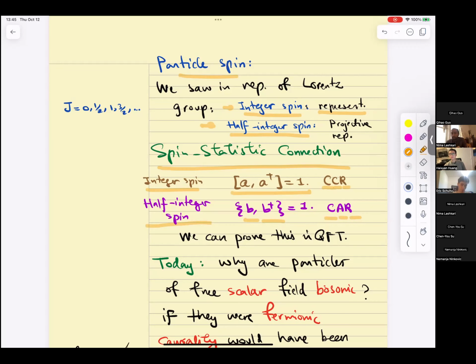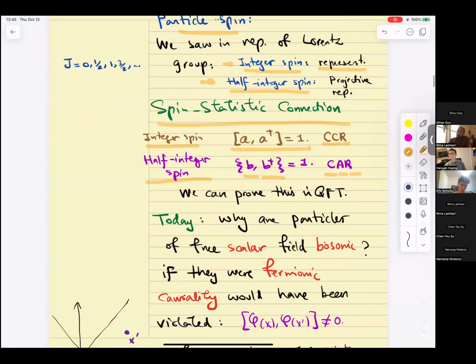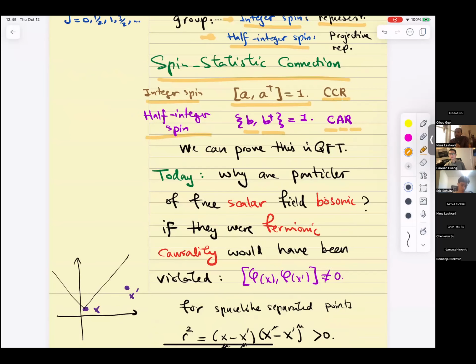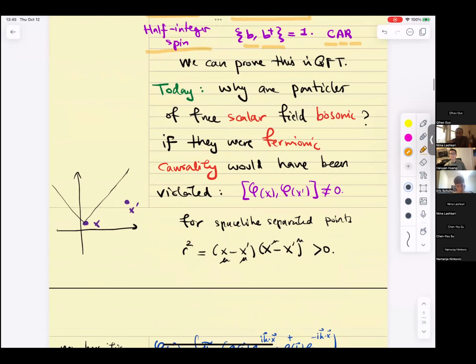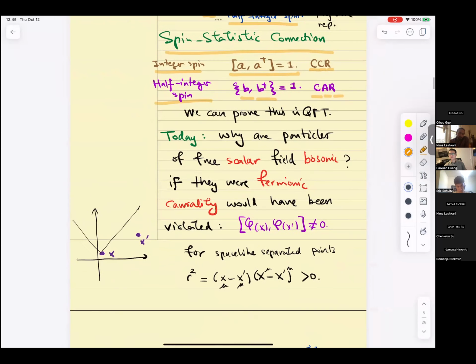That was just some statement about Lorentz invariance, but now we're going to make a connection between statistics, commutation relations, and spin. So we can prove this in full generality in quantum field theory. You could look up the first volume of Weinberg where he actually does prove this. But what we're going to do today, given the extent of our discussion, is show why the particle of a free scalar field is bosonic.